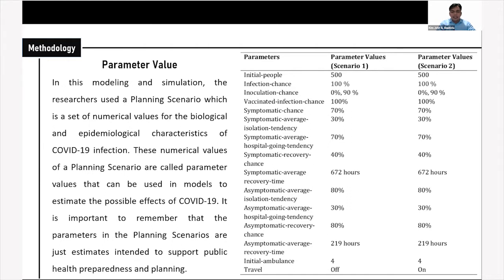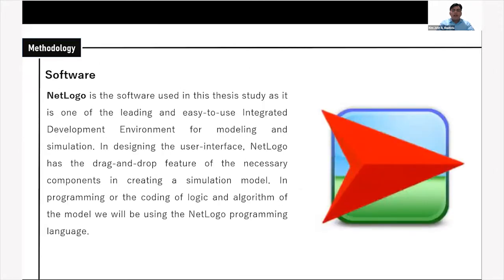In addition, other data were also acquired from various articles, documents, and related studies on the internet, like the National Center for Immunization and Respiratory Diseases. Some experts and medical workers confirmed this information, namely Dr. Angel Argaliaza and Nurse Kenneth John Alpareja, who work in the Department of Health in the Philippines. The table shows the simulation scenarios and parameter values. The graphical user interface is designed through the drag and drop feature of NetLogo, containing the different components necessary for the simulation model. We used NetLogo in this thesis study because it is one of the leading and easy to use integrated development environments for modeling and simulation.